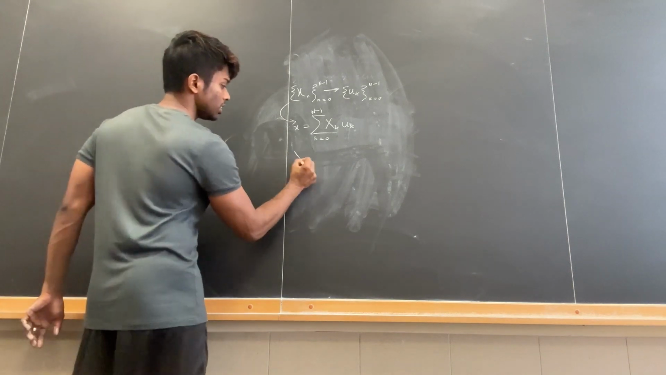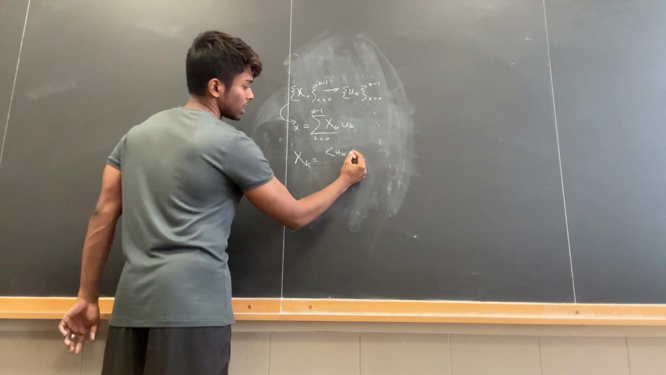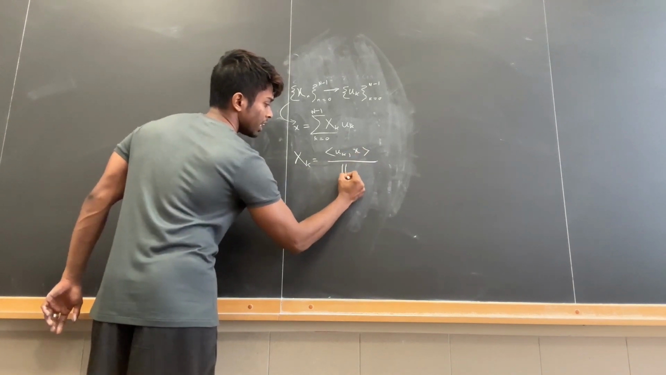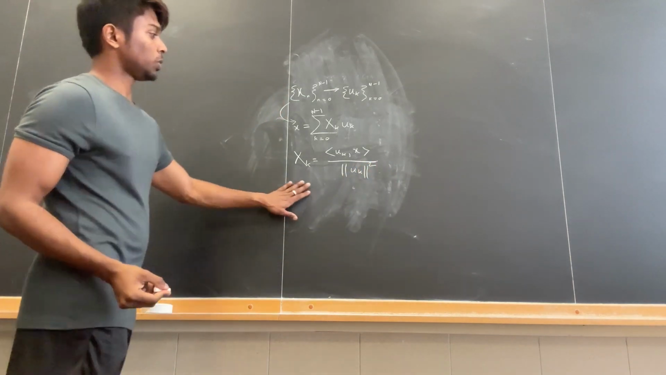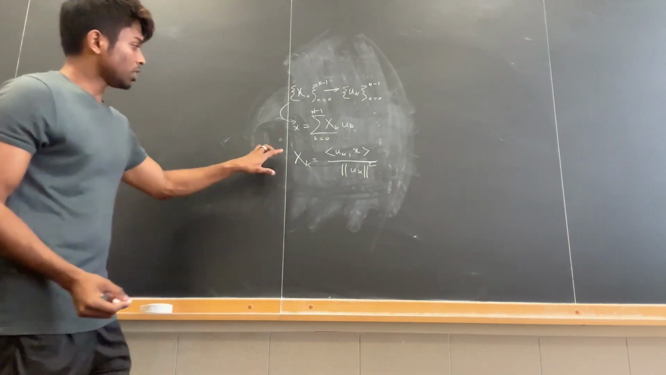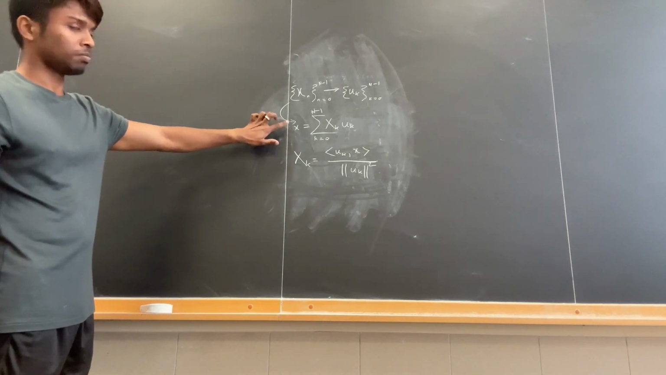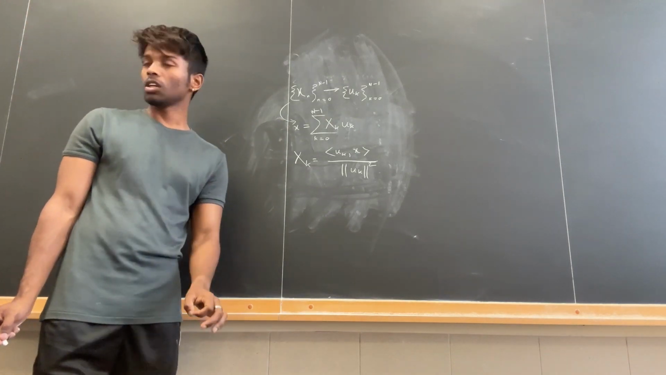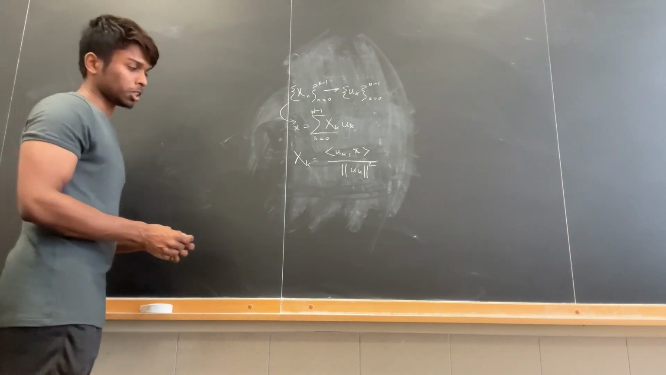And how is X_k given? X_k is the inner product between these basis vectors u_k and the signal x, normalized by the magnitude of u_k. So this is X_k. Now suppose we want to approximate this x in a lower dimensional space, which is a subspace of the entire N dimensions. So what is our lower dimensional space?